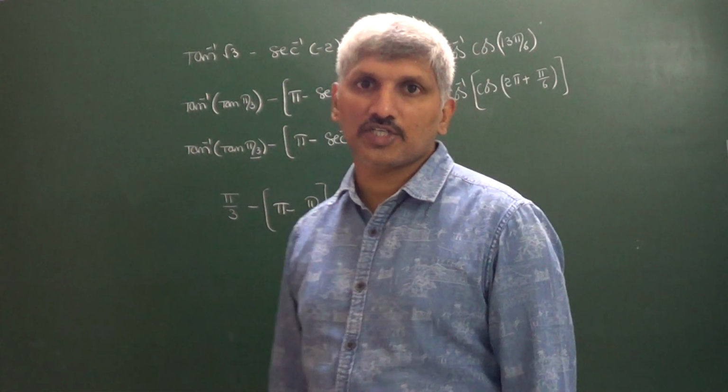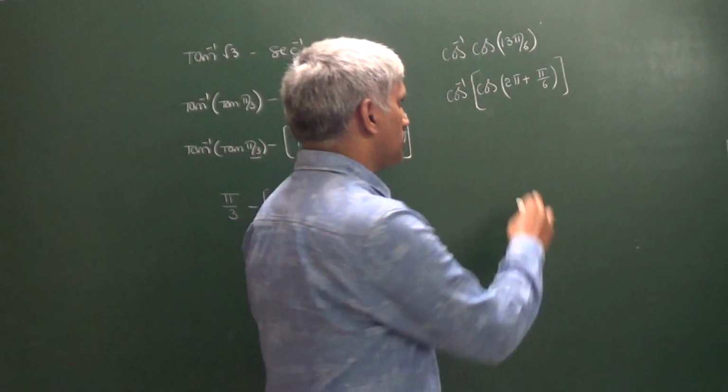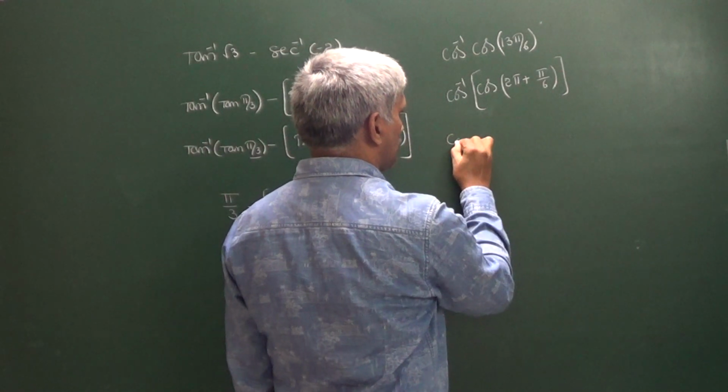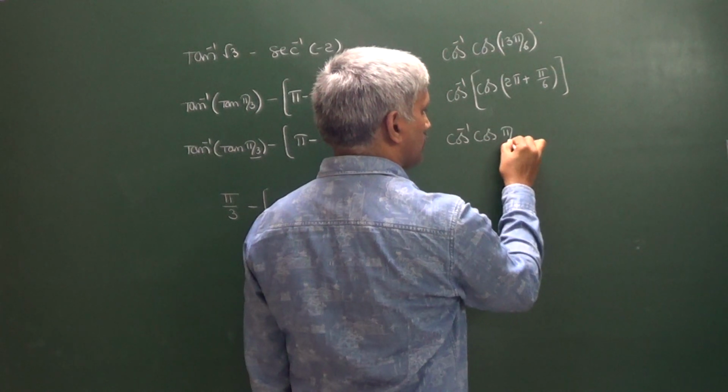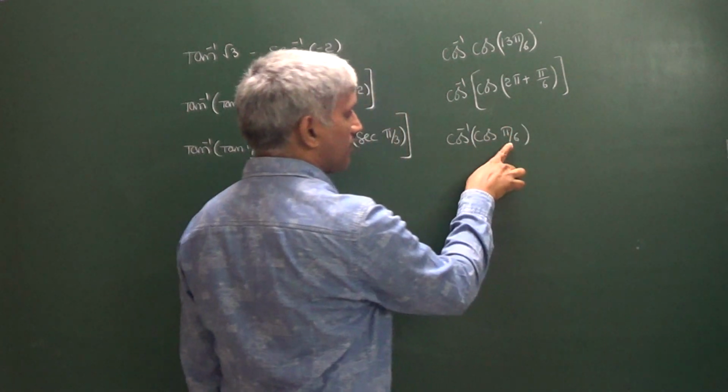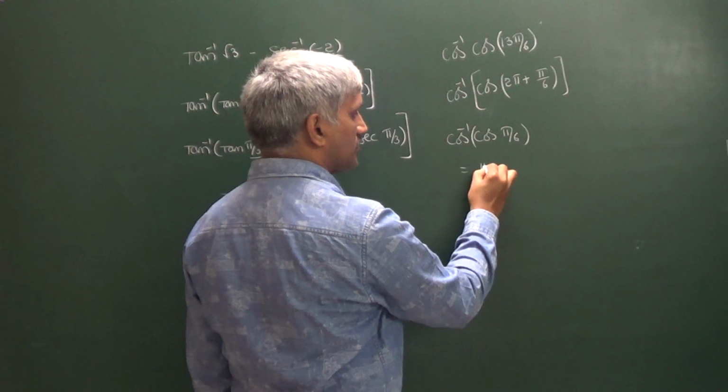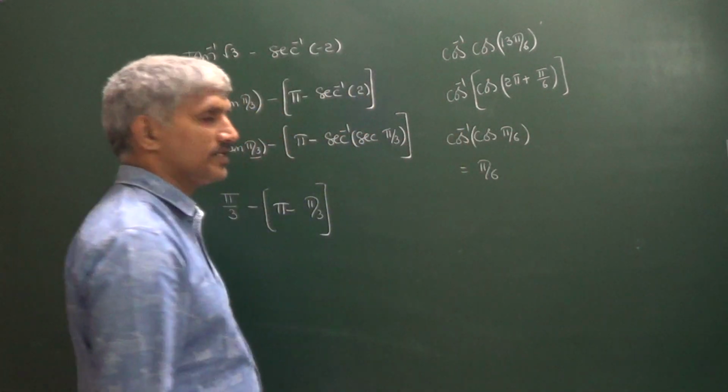What about cos(360 plus theta)? Cos(360 plus theta) is equal to cos theta. That's why it becomes cos inverse of cos pi by 6. Now you can check pi by 6 is there in the principal branch. So we can write it as pi by 6.